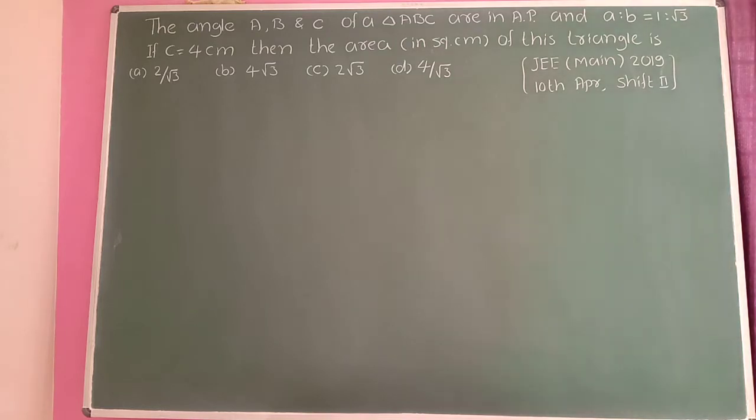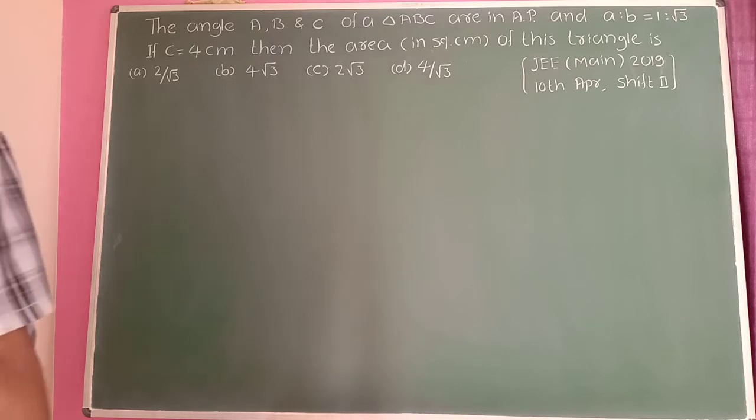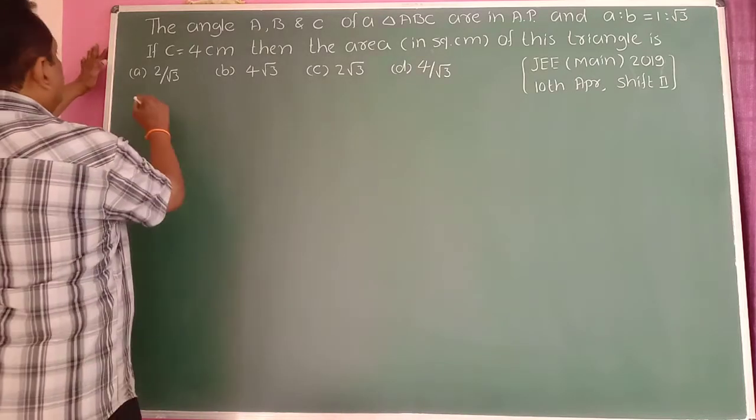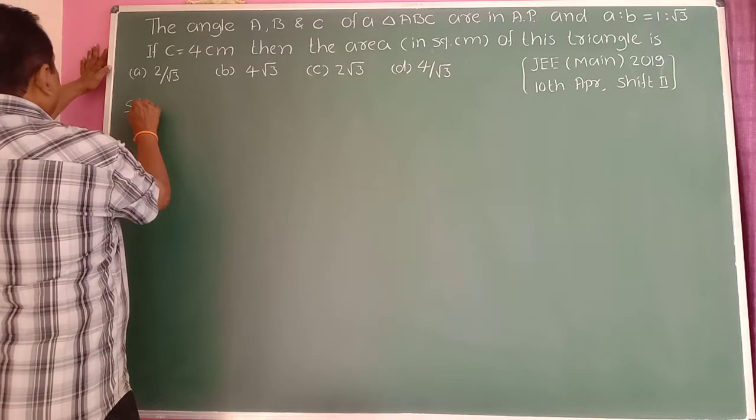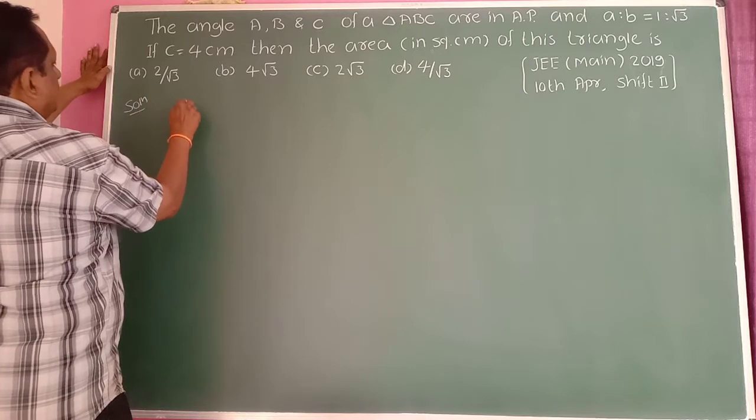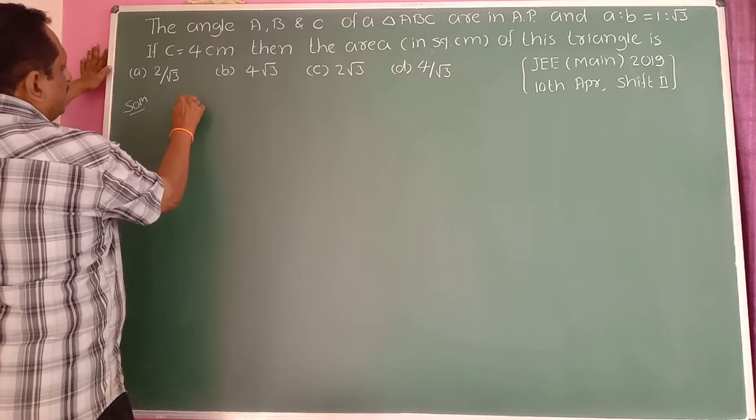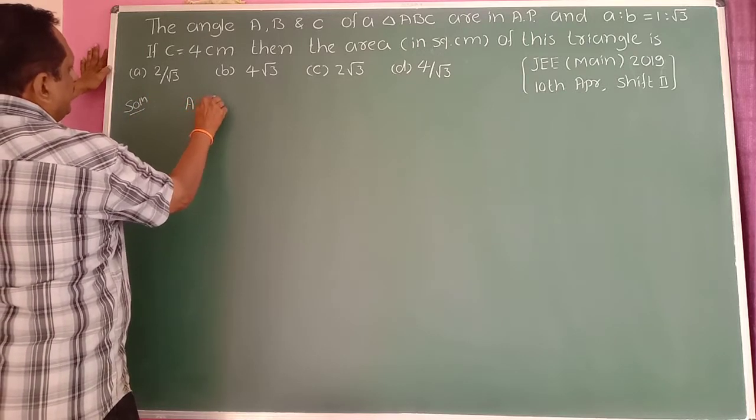The angles A, B and C of a triangle are in AP, and A is to B is equal to 1 is to root 3. If c is equal to 4 centimeter, then what is the area of this triangle? Here they have given A, B, C are in AP. Therefore, the sum of the angles of a triangle is 180 degrees.